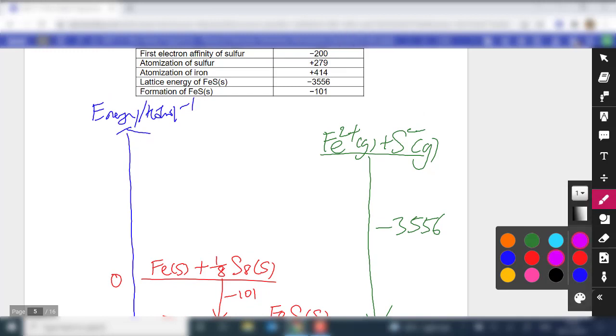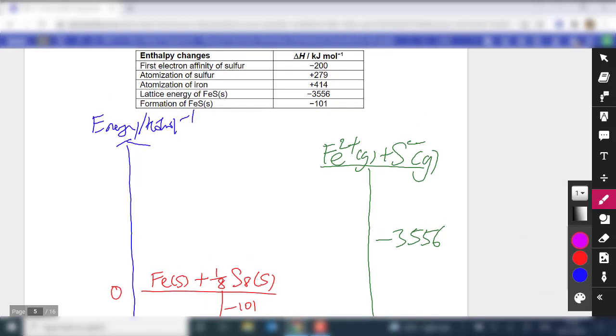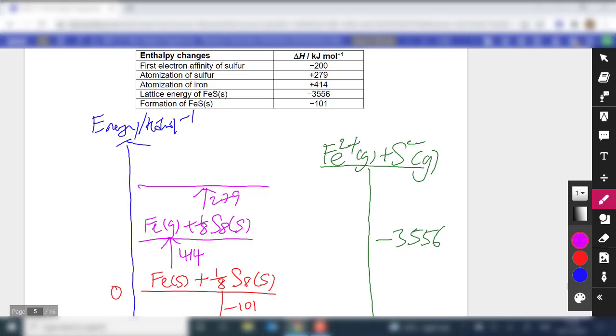Okay, so we're just going to use the data. We're going to atomize iron. So I'm going to get iron gaseous plus 1/8 S8 solids. When we atomize iron, this is 414. And then next we're going to atomize sulfur. That's 279. Okay, so we're going to get Fe gaseous plus S gaseous.